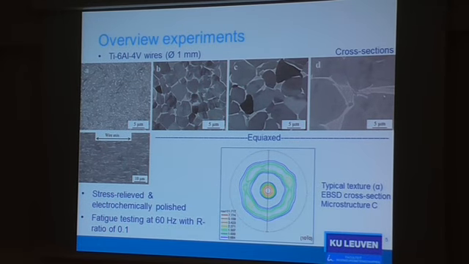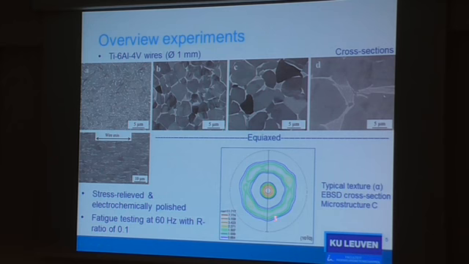Then we can go straight to the experiments. I used 4 microstructures. These are cross sections of the wire, which is 1 millimeter in diameter. All of these wires are stress relieved and also electrochemically polished. From left to right, we have microstructures A, B, C, and D, and we see that the alpha grain size increases from left to right. B, C, and D are equiaxed, so in the other direction, grains look similar, while microstructure A has some elongation along the wire axis.